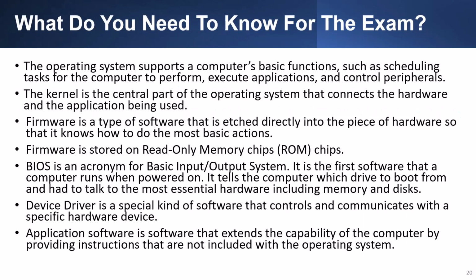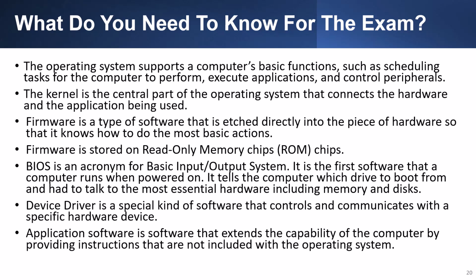In summary, the operating system supports a computer's basic functions such as scheduling tasks for the computer to perform, executing applications, and controlling peripherals. The kernel is the central part of the operating system that connects the hardware and the application being used. Firmware is a type of software that sits directly in the piece of hardware so it knows how to do the most basic actions. Firmware is stored on read-only memory chips or ROM chips. BIOS is an acronym for Basic Input-Output System.